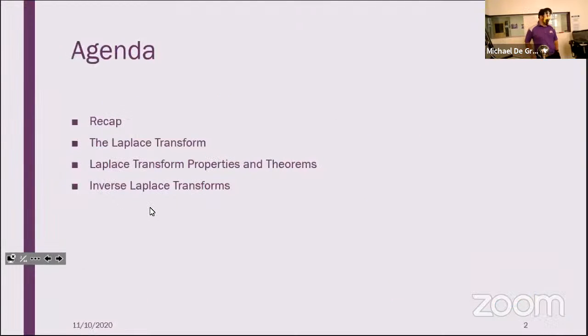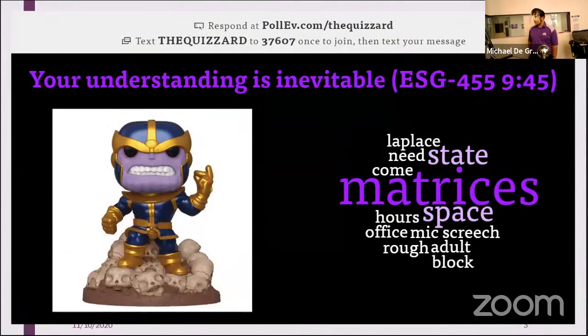Here we go. So we'll recap, talk about Laplace transforms again, and continue with this discussion in specific. We'll get talking about properties and theorems, and then inverse Laplace transforms today. That's the idea, at least. Let's see how far we get, but I think it's doable. Matrices. So I'm guessing state space matrices.